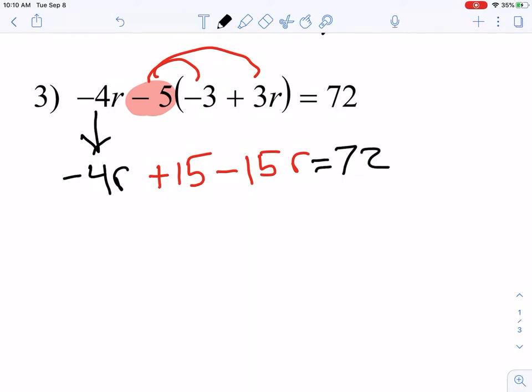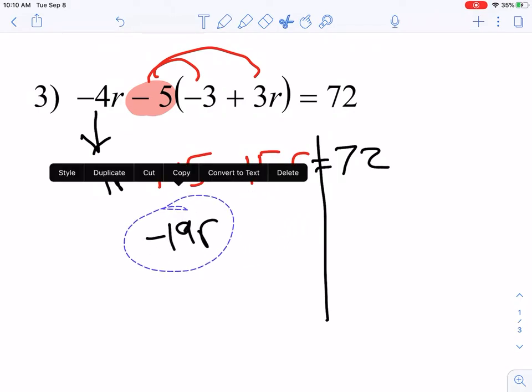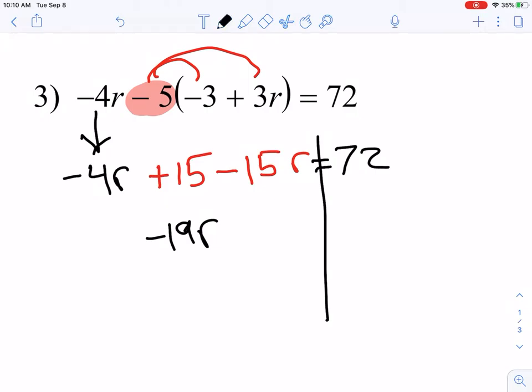So in red, that's what I got when I distributed negative 5. The next thing I'm looking to do is combine like terms that are on the same side of the equation. So on this side of the equation, we have like terms of negative 15r and negative 4r, which when I combine those, I get negative 19r. And I can write that either first or second. I'm going to write it first. So I used negative 4 and negative 15 to make negative 19, which means that this positive 15 still needs to get written down here.